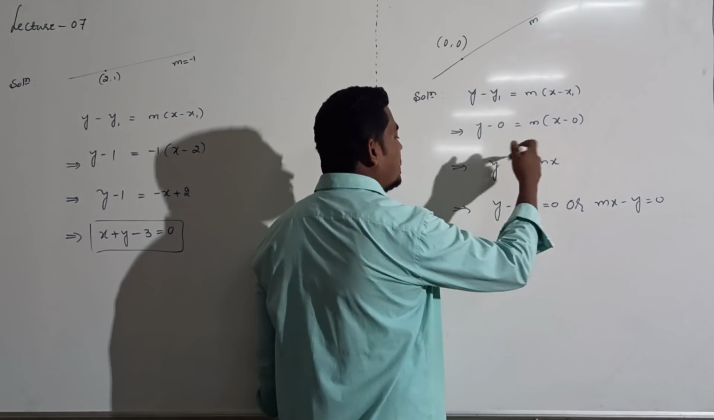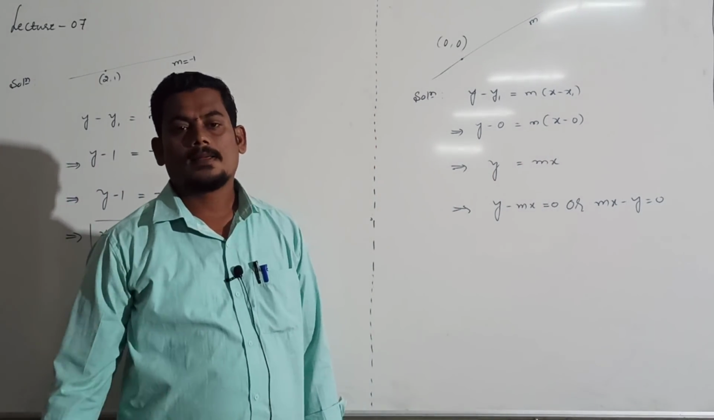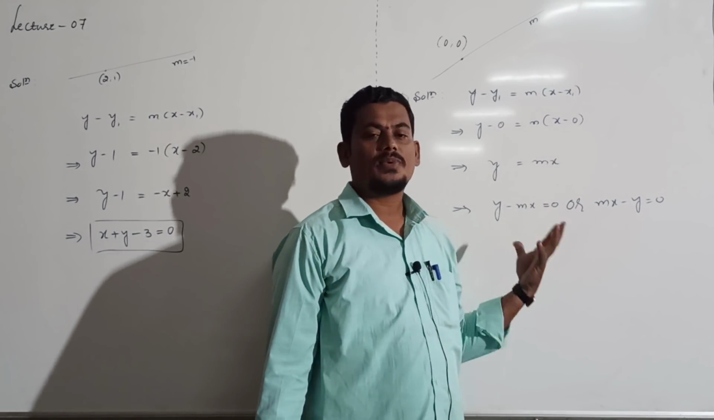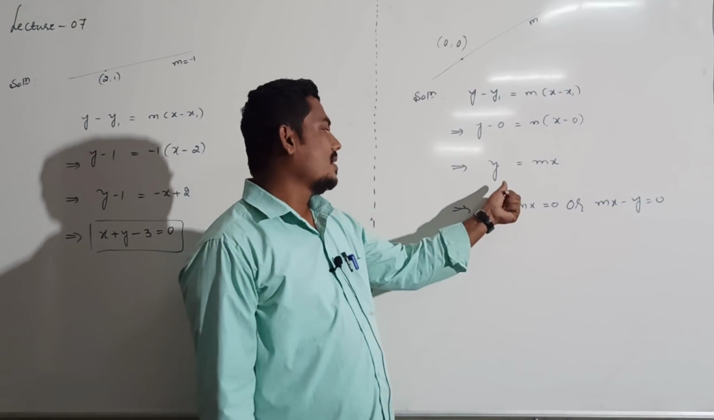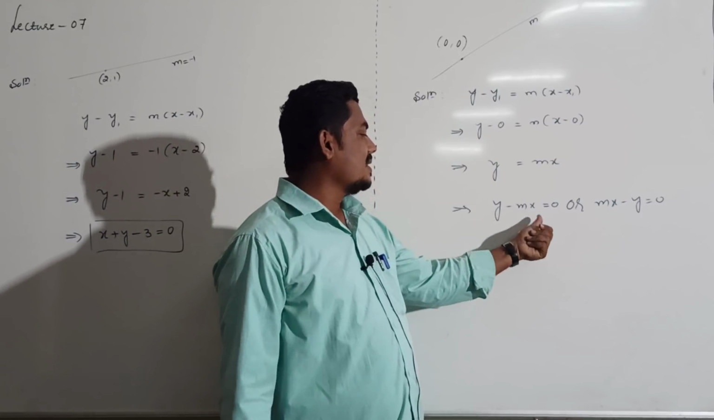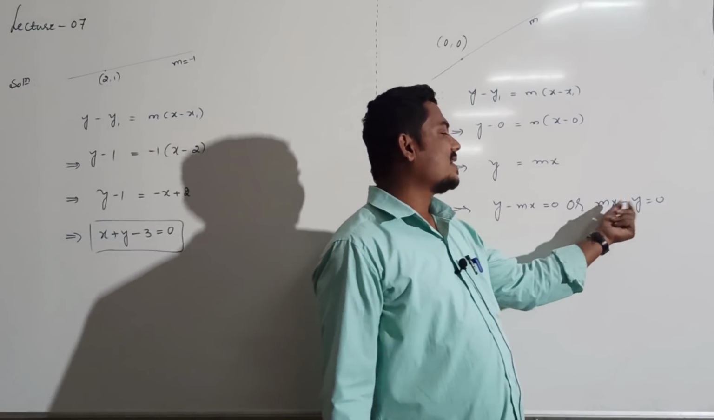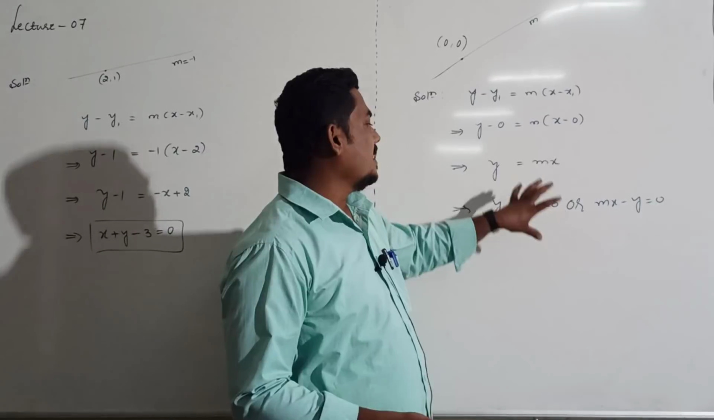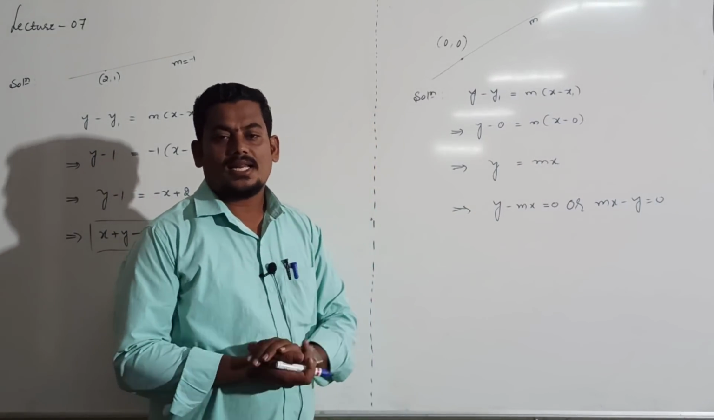All these three equations represent a straight line, right? All are equivalent only. y equal to mx is the same as y minus mx equal to 0, which is the same as mx minus y equal to 0. These three equations represent a straight line, right?